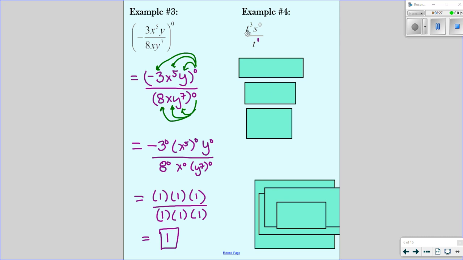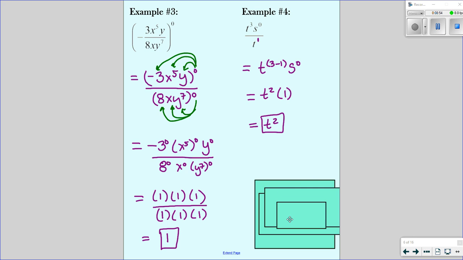Let's look at the other one. Okay, we have the same base, t and t. That's that invisible 1 power of 1. And then we have s to the 0 power. So again, if you were to break it down, you got the same base, t to the 3 minus 1 power, s to the 0 power. So then you got t to the 2nd times 1. And anything times 1 is going to be itself as a result. And you got t to the 2nd power.